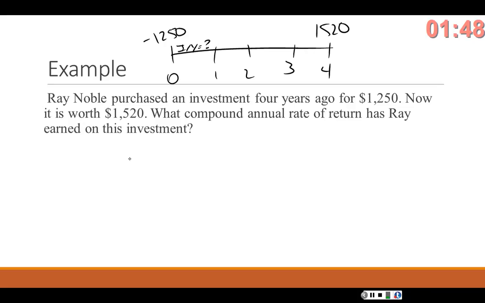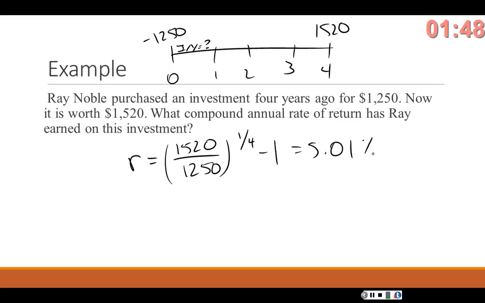We could use the equation. The interest rate is equal to the future value, 1,520, divided by the present value, 1,250, raised to 1 over n, which is 4, minus 1, and you get 5.01%. He earned 5.01% per year. Alternatively, you can put it in your calculator.